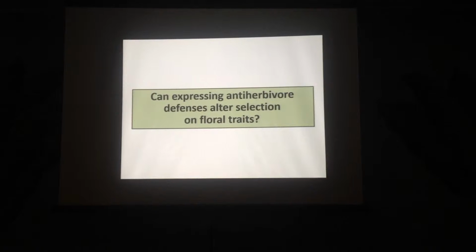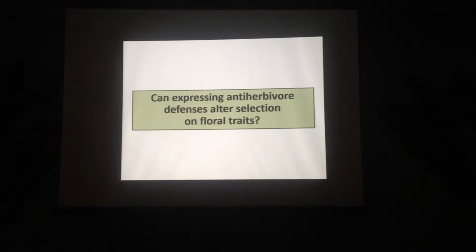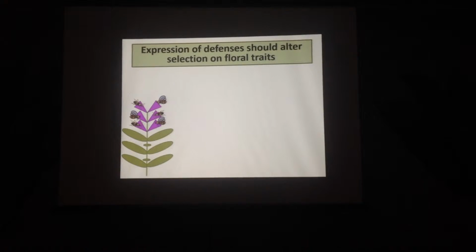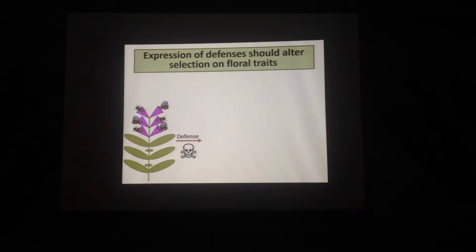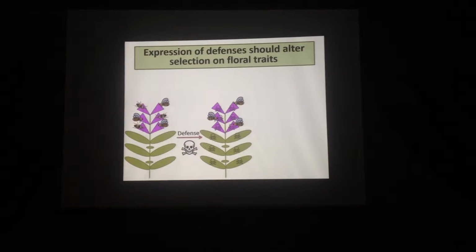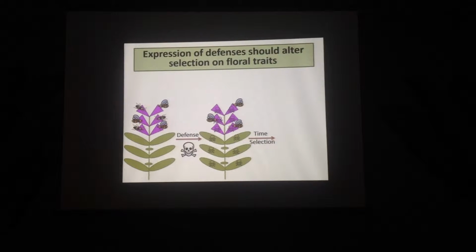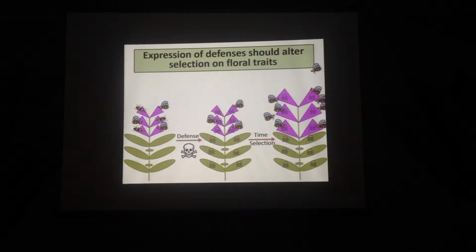For my talk today, I want to focus on just one question. Can expressing anti-herbivore defenses change selection on floral traits? I think that it should, and here's one way that it can happen. If we take the same plant with its herbivore and pollinator community intact, following the expression of a reasonably effective defense, you might expect its herbivore community to be knocked down. Now that there are no more herbivores around, pollinators become a relatively more important agent of selection on flowers, and given time and selection, plants may freely be able to evolve large flowers. That's just one way that it could happen. This is purely hypothetical.